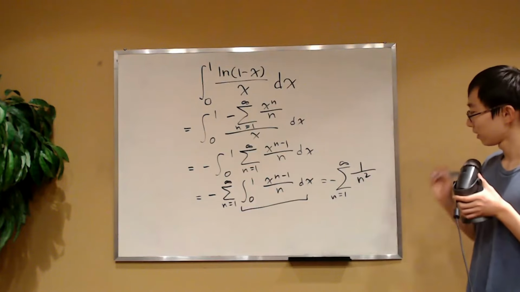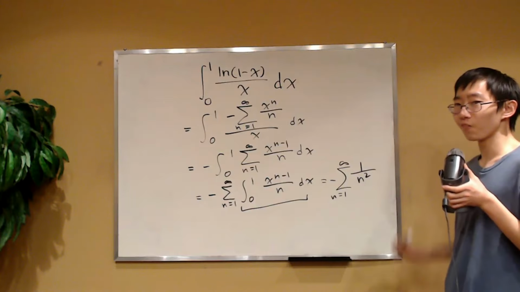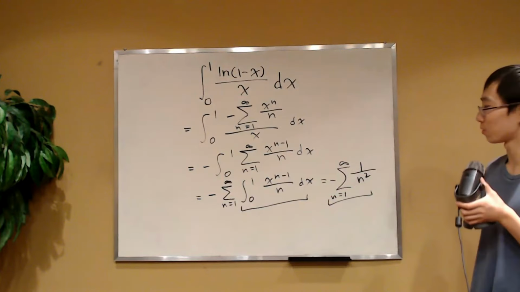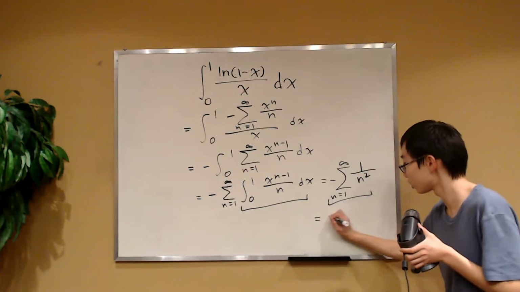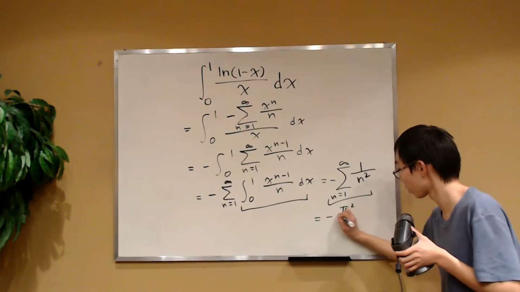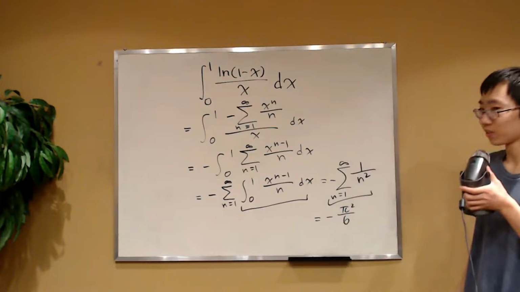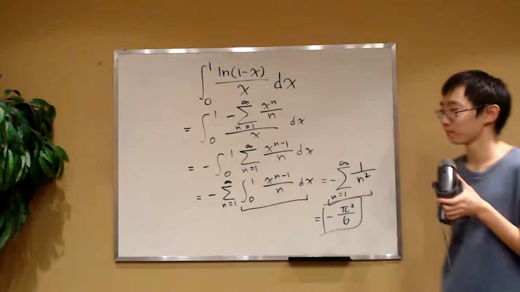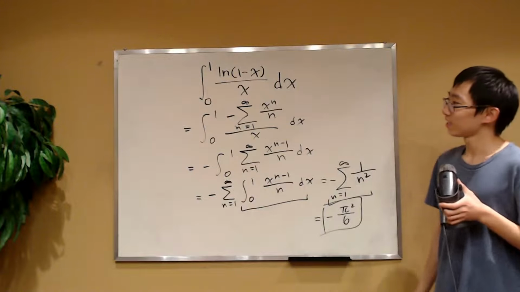squared. And if you know the famous Basel problem, you know what this sum is going to be equal to. In particular, this is well known to be equal to pi squared over 6. So this over here is the value of this integral. Very cool, right? It's kind of cool how the power series comes in clutch.